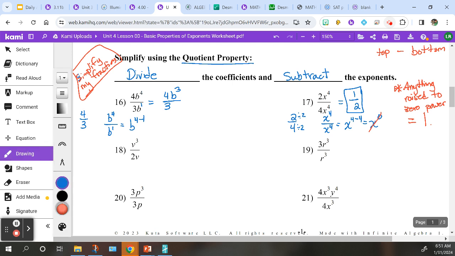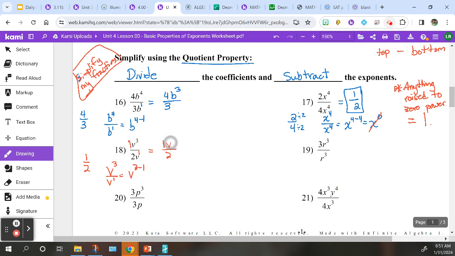Number 18, these tend to get missed a lot, but they tend to get missed because we're not seeing the fraction. The fraction here is 1 over 2. So I got my fraction of 1 over 2. That's simplified. There's nothing to do with that. And then my v's, top minus bottom. So it'd be v to the third divided by v to the first. So I have 3 minus 1, and 3 minus 1 is positive 2. You could leave it like this. You're going to see it in the book, typically written as just v squared over 2. They will not write that 1 in front of the v squared.